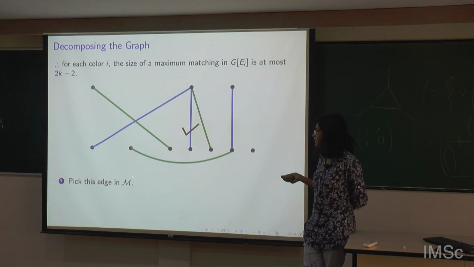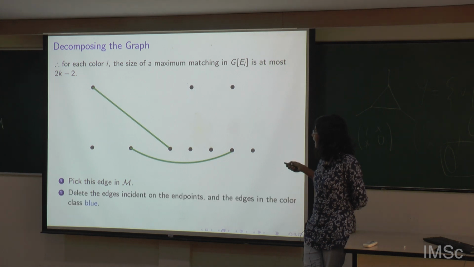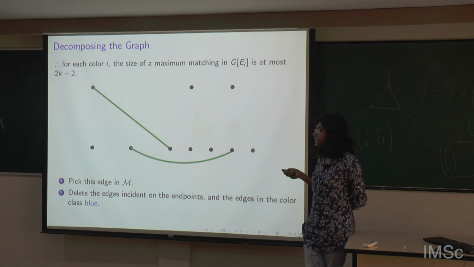Say we are constructing this solution M, so we pick an edge and put it into M, and I have to delete all these blue-colored edges, right? If I put this blue edge in, I'm not allowed to pick blue again, and also these two endpoints are not allowed to be part of any other edge. So what I do is delete all these blue-colored edges, and I also delete all the edges incident on both the endpoints.